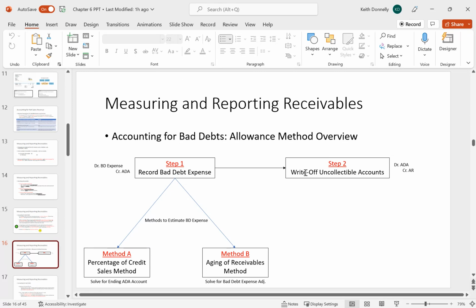We'll talk about what each of these means, but for right now, keep in mind: with the direct write-off method, you wait until they won't pay, then debit bad debt expense, credit accounts receivable. That's not GAAP. We don't follow that. We instead use the allowance method, where we record the bad debt expense, step 1, as an estimate, and then later on, when they don't pay us, we in a way remove that estimate and reduce the accounts receivable.